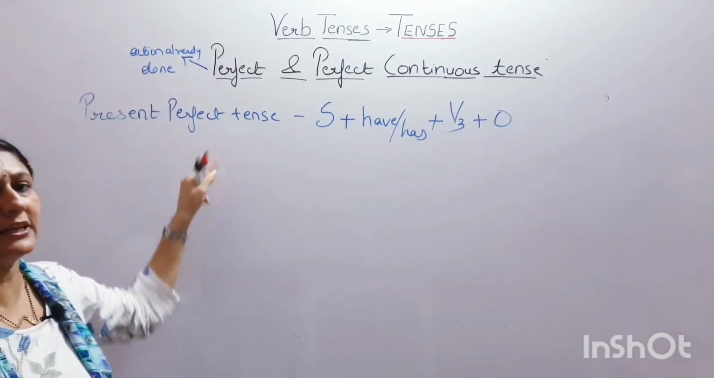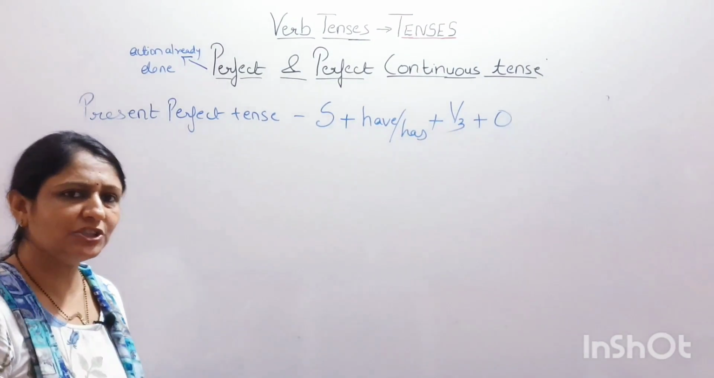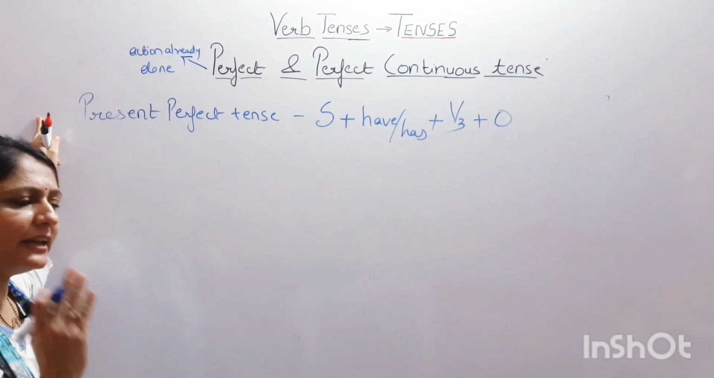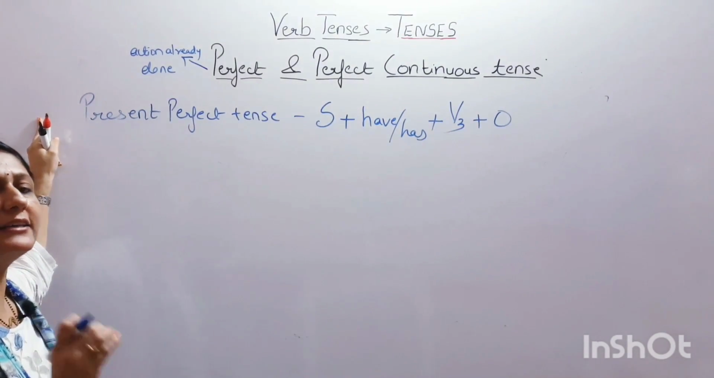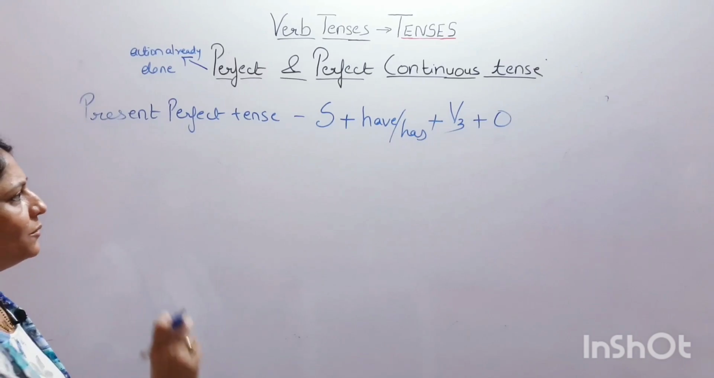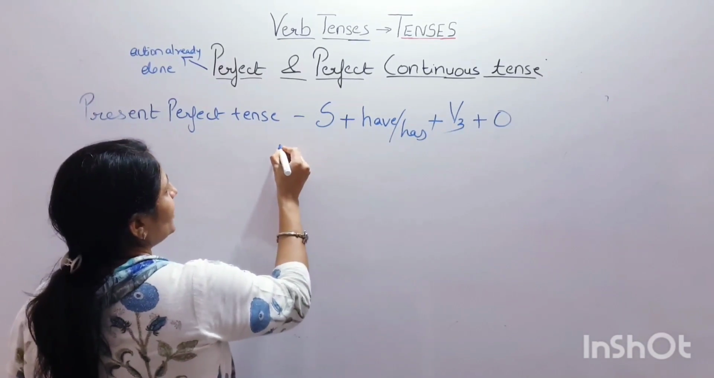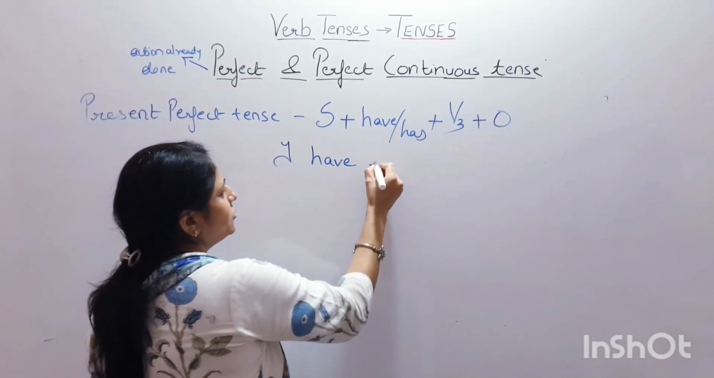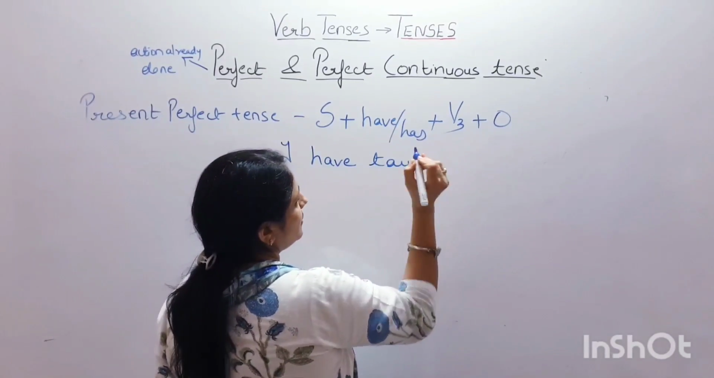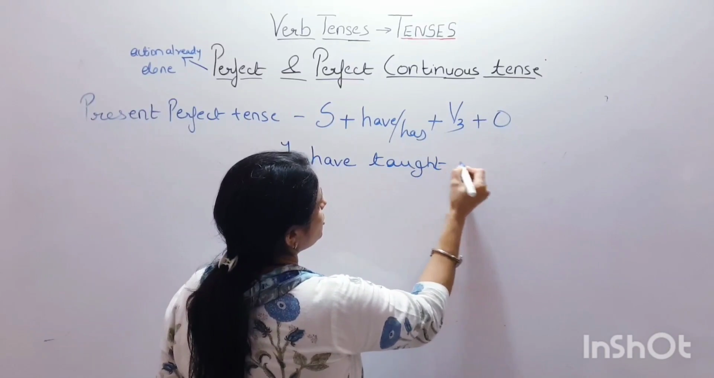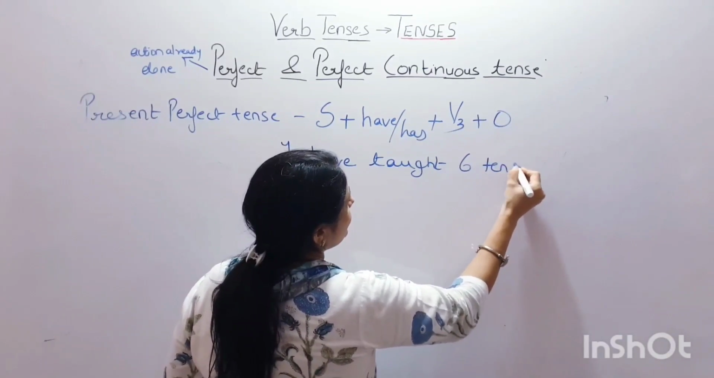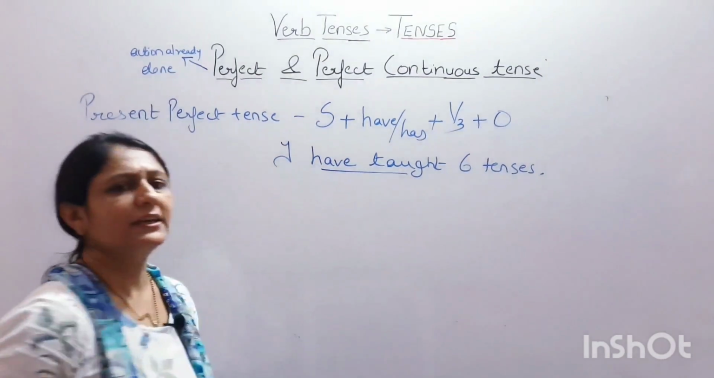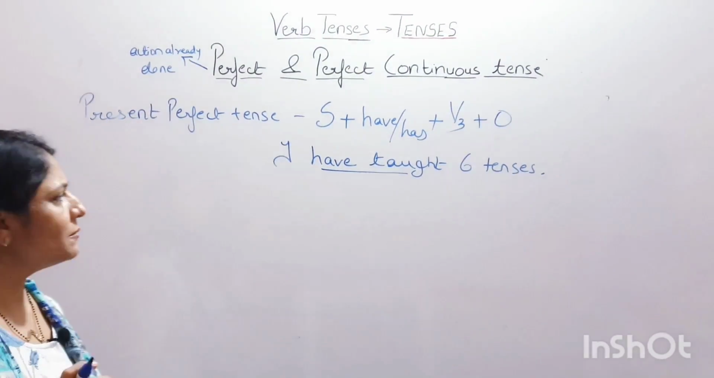In present perfect tense the condition was that the action was started in the past, it got completed in the past, but in present it has only its effect. So here the sentence will be, for example, I have taught, T-A-U-G-H-T, taught 6 tenses by now. Now this means that I have already completed 6 tenses by now.